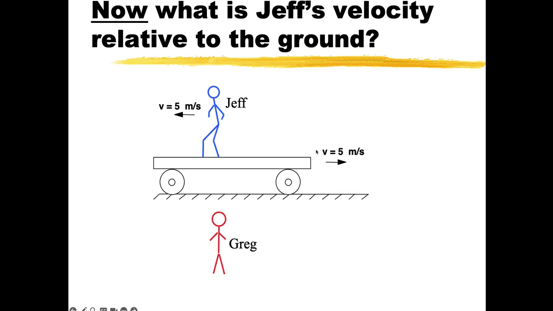Well, what about this case? If the cart's going 5 meters per second to the right, but Jeff is running 5 meters per second to the left, what does Greg see? Greg just sees Jeff kind of standing still, and the cart is sliding out from underneath him. And as soon as we run out of cart, Jeff is just going to drop down to the ground, right? So relative to the ground, Jeff isn't moving, okay? This idea is going to help us.